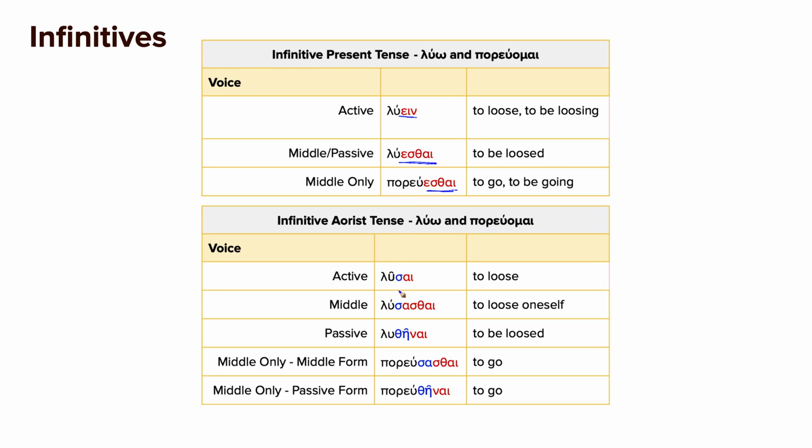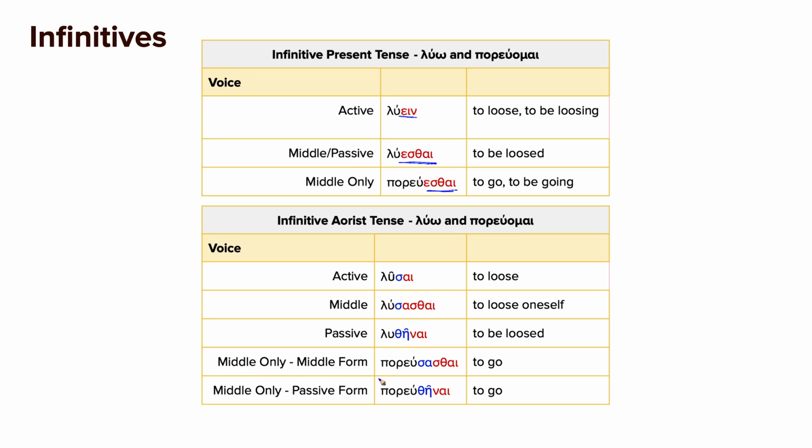And then aorist, we have a lot of forms here. So the important thing to notice is you have these sigmas and thetas. So the active is lusai, to loose. And then for to loose oneself, you would say lusasthai. And then to be loosed, like I want to be loosed, you would say luthenai. And a lot of times thetas are used for passive. Not always when you see a theta is it passive, but a lot of times if you notice this is luo, you're going to say, oh, this is some sort of passive. And the -ai at the end will indicate an infinitive.